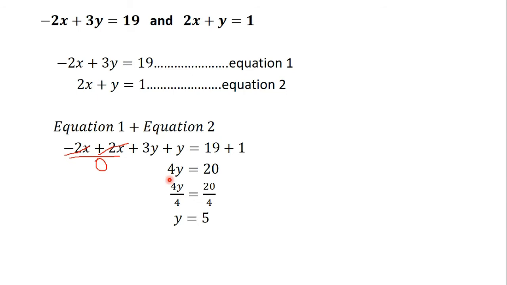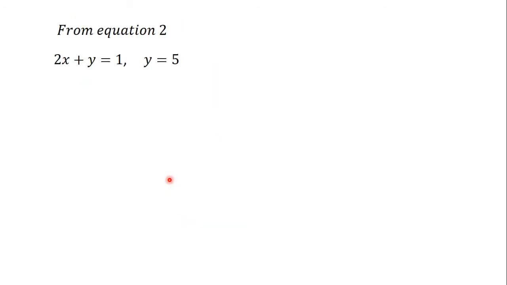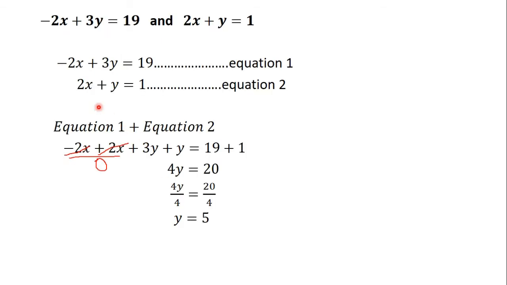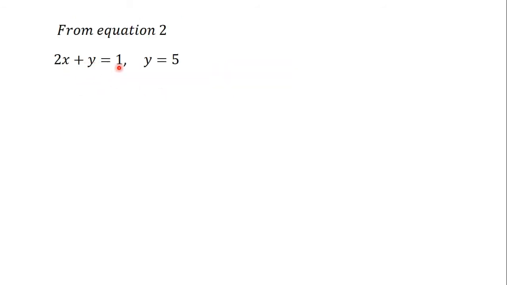Let's look at how to find the other. As we did in the previous video, we said that to find the other variable, you choose any one of the equations. So here I'm choosing equation 2. We know from equation 2 that 2x plus y is equal to 1. But we have already found y to be 5. So what this means is that wherever you see y, you can replace it with 5. So we have 2x plus 5 is equal to 1. I hope that is clear. You have replaced y with 5 because you have already found y to be 5. Remember, you can do the same thing to equation 1 and you will still get the same answer.